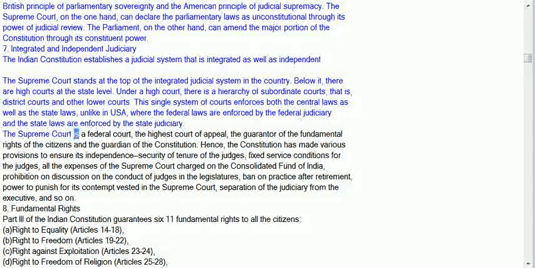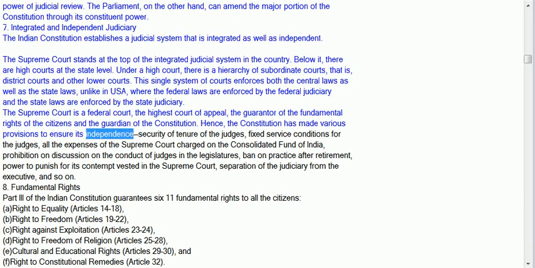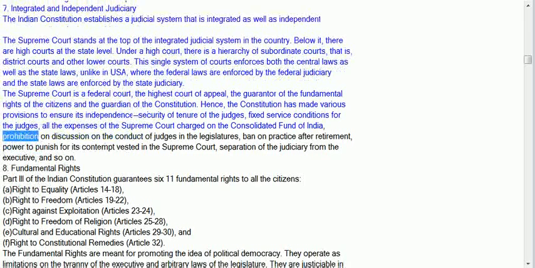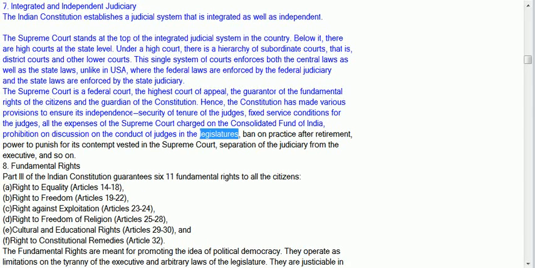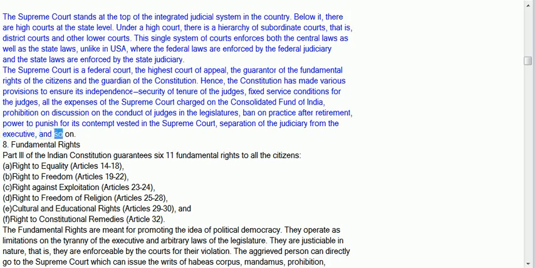The Supreme Court is a federal court, the highest court of appeal, the guarantor of the fundamental rights of the citizens and the guardian of the Constitution. Hence, the Constitution has made various provisions to ensure its independence: security of tenure of the judges, fixed service conditions for the judges, all the expenses of the Supreme Court charged on the Consolidated Fund of India, prohibition on discussion on the conduct of judges in the legislatures, ban on practice after retirement, power to punish for its contempt vested in the Supreme Court, separation of the judiciary from the executive, and so on.